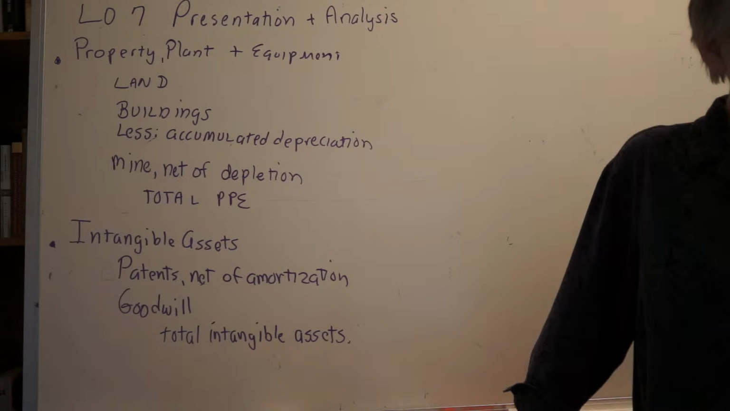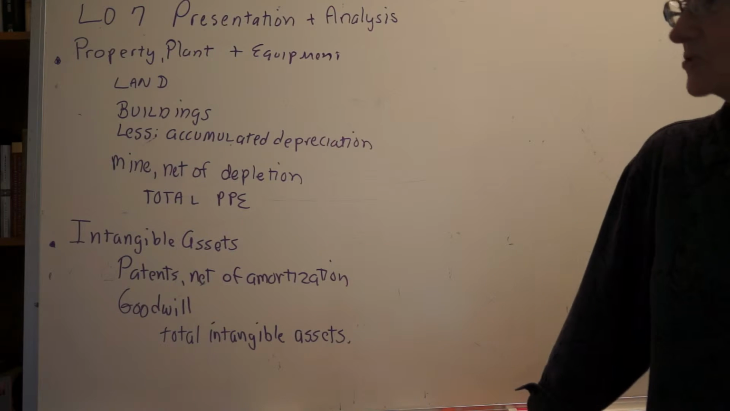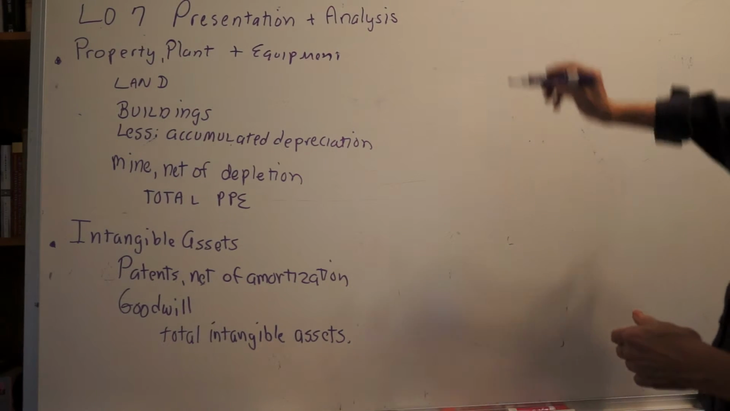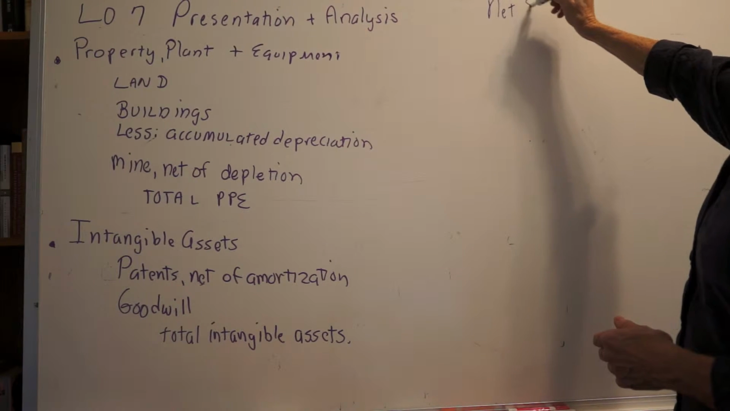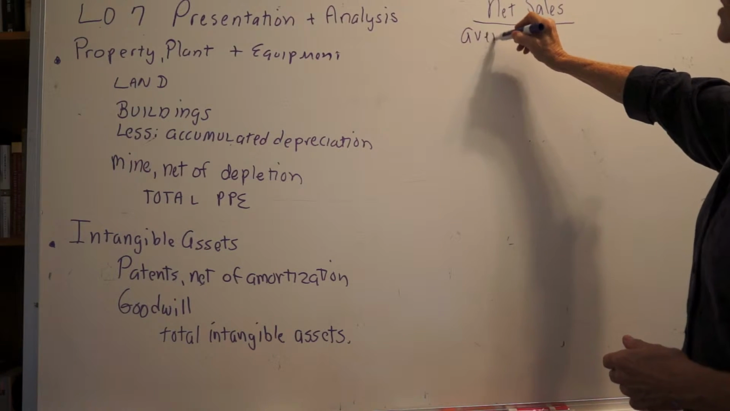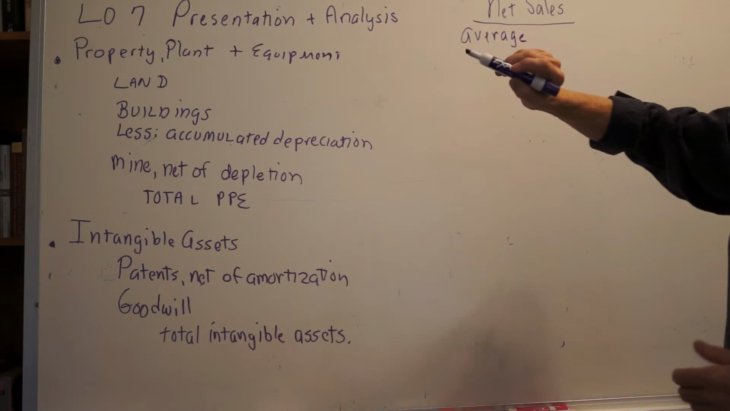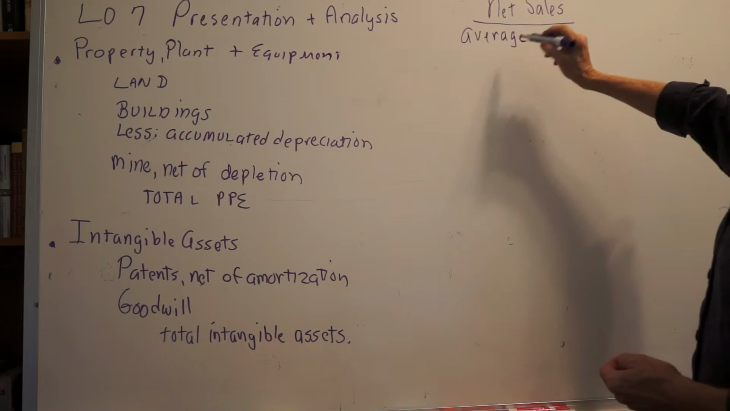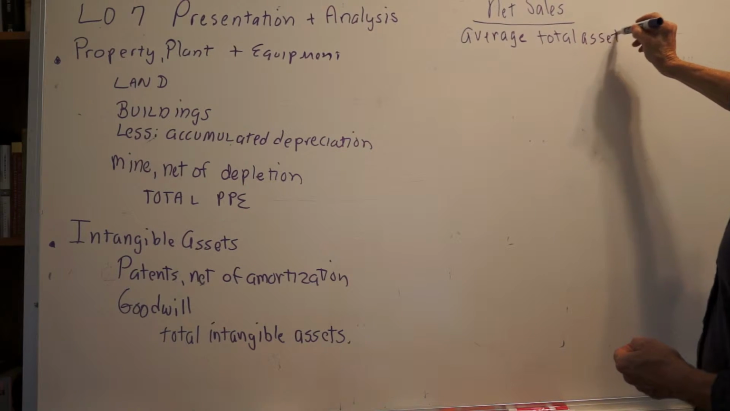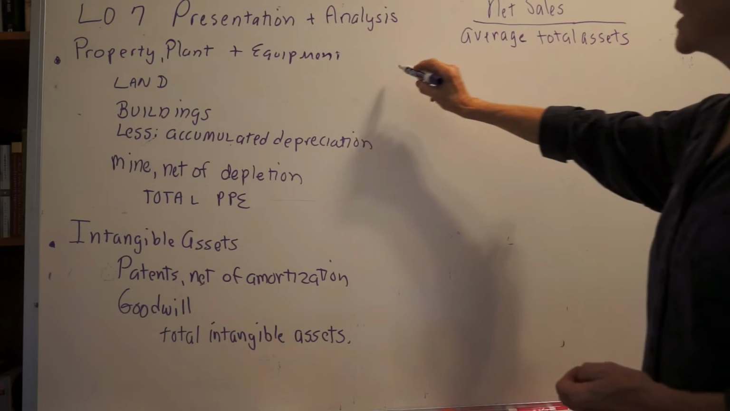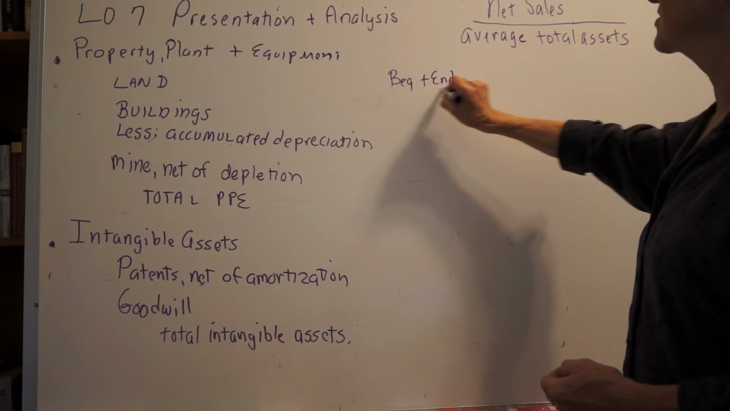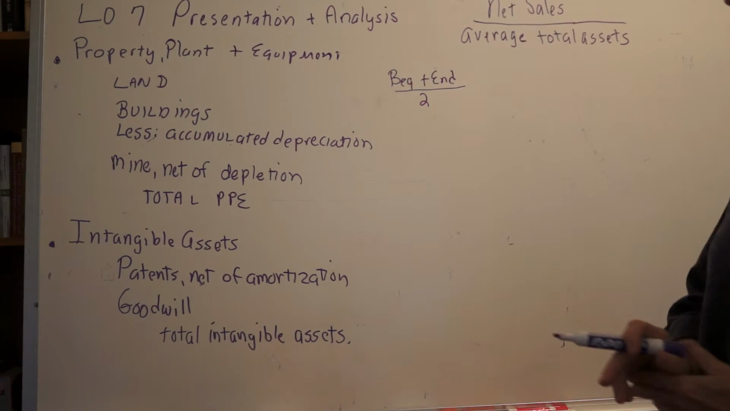As far as the analysis goes, they want you to do the asset turnover ratio, which is net sales divided by average total assets. Average total assets, you usually have your balance sheet that will have total assets on it for at least 2 years. So to get the average, take the beginning total assets plus the ending total assets and divide by 2. And that gives you the number.